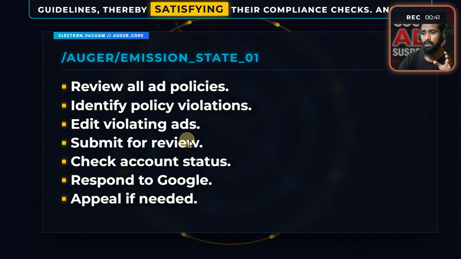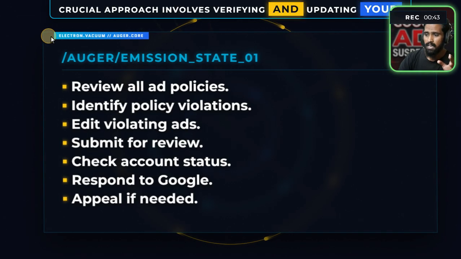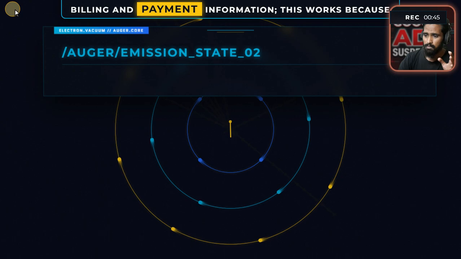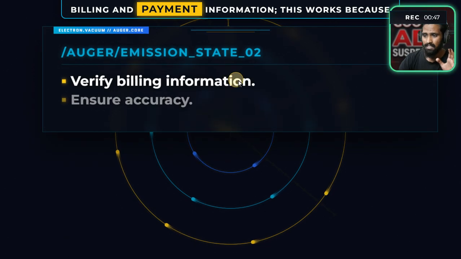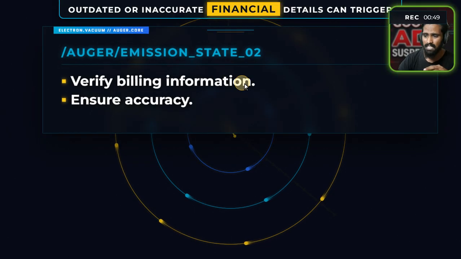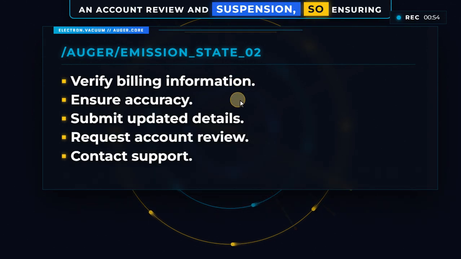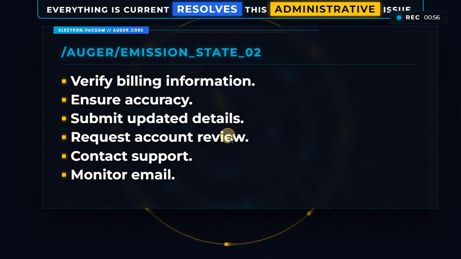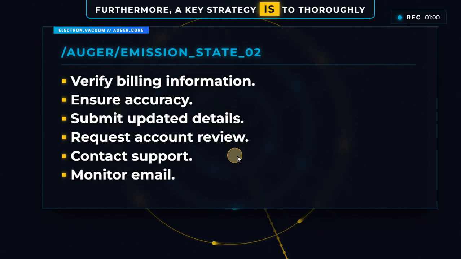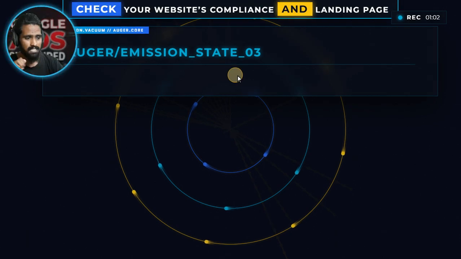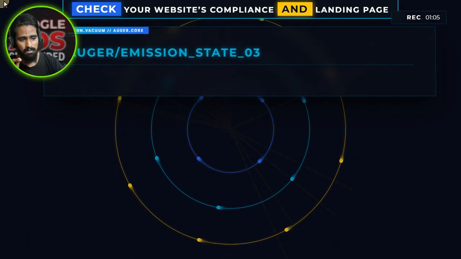Another crucial approach involves verifying and updating your billing and payment information. This works because outdated or inaccurate financial details can trigger an account review and suspension, so ensuring everything is current resolves this administrative issue.